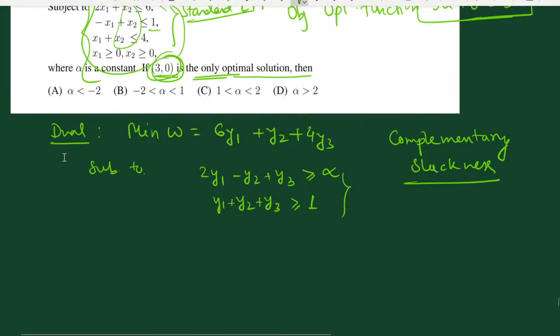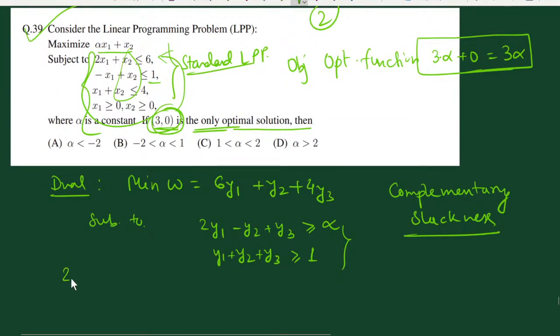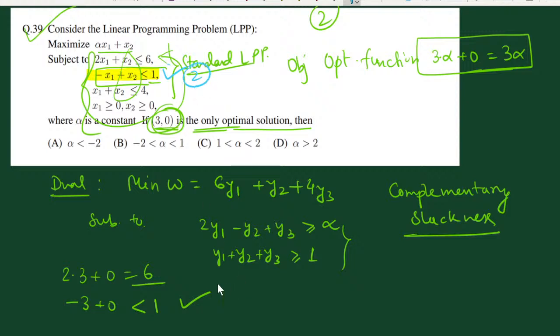So we first put the value into the first constraint: 2 into 3 plus 0 is equal to 6, which is not a strict inequality, so this is not what we need. Next is minus x1, so minus 3 plus 0, which is strictly less than 1. Therefore this constraint follows the strict inequality. That means the corresponding dual variable is 0. This is the second inequality, so the corresponding dual variable y2 is equal to 0 by the complementary slackness theorem.